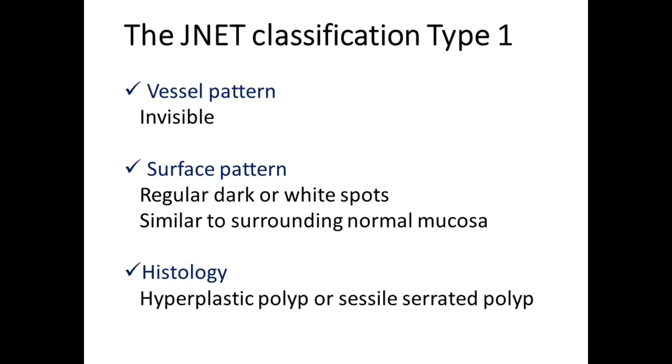JNET Type 1 polyps do not have specific patterns of vessels and surface structures, so the vessel pattern is invisible and the surface pattern is similar to normal mucosa. Regular dark and white spots are often observable on the surface. Polyps with such findings are predicted to be hyperplastic or sessile serrated polyps.